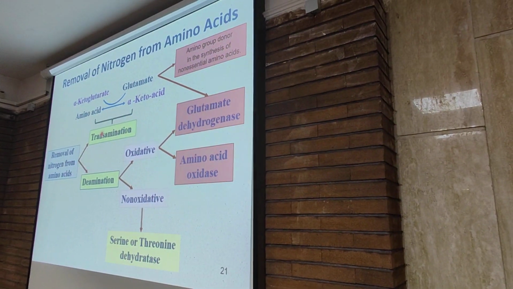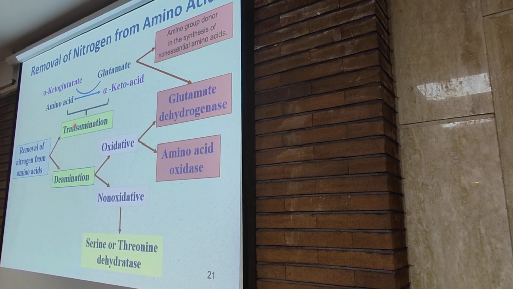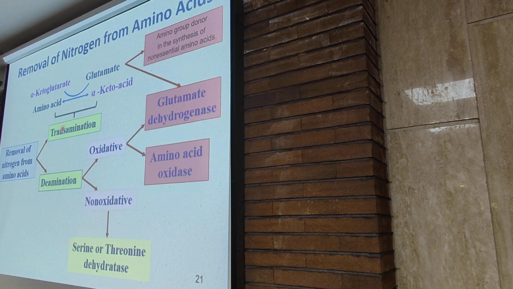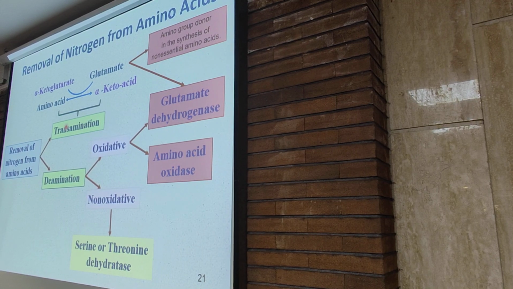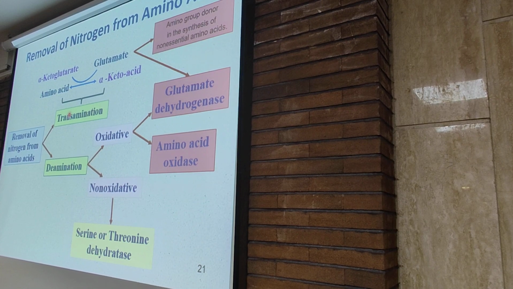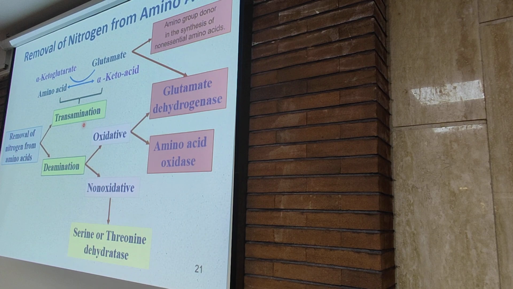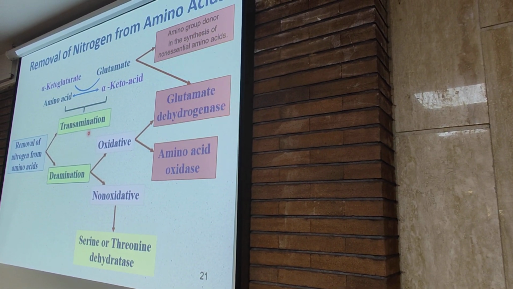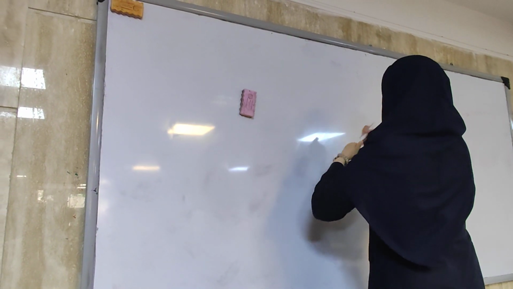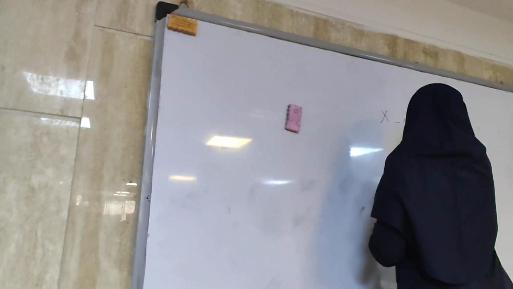Transamination means the transformation of an amine group. If you transfer an amine group from one substance and convert it to another amine-containing group, it is known as transamination. It means that the amine group is not released as free ammonia. For example, an X amino acid contains ammonia.